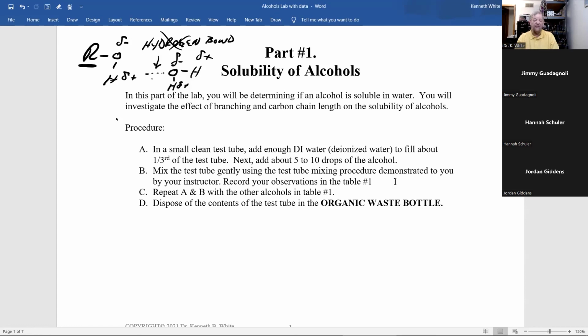Well, in today's lab, if we were face to face, you'd put about a third of a small test tube with DI water. DI means deionized. We have it in our lab. There are special filters that take the ions out of the water. When you drink water, there are ions in there. It's not pure H2O. Then you add a small amount of the alcohol and you mix it.